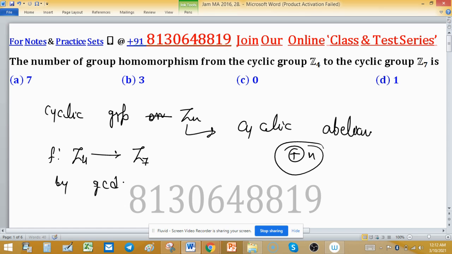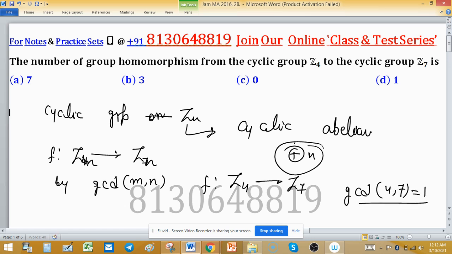the GCD of m and n. In general, the number of group homomorphisms is the GCD of m and n. As this question is particularly asked about Z4 to Z7, the number of group homomorphisms is the GCD of 4 and 7, and this is 1. So option D is the right choice.